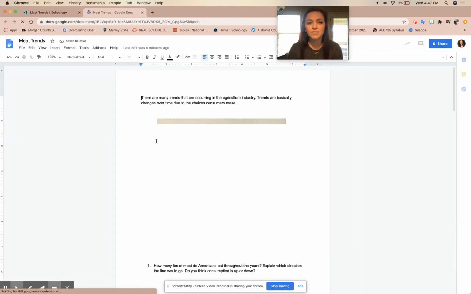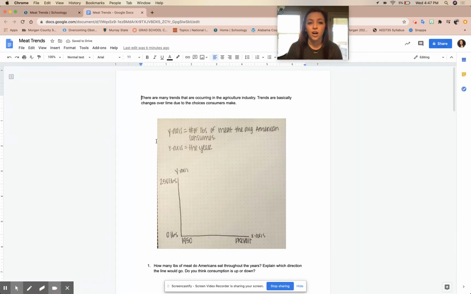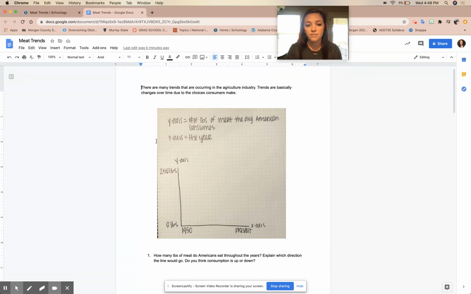So, there are many trends that are occurring in the agriculture industry, and trends are basically changes over time due to the choices consumers make. So today we're going to start with the 1950s, and we're going to work all the way up to, it's really 2007. I know the chart says present, but the data we're going to look at today is from 2007.